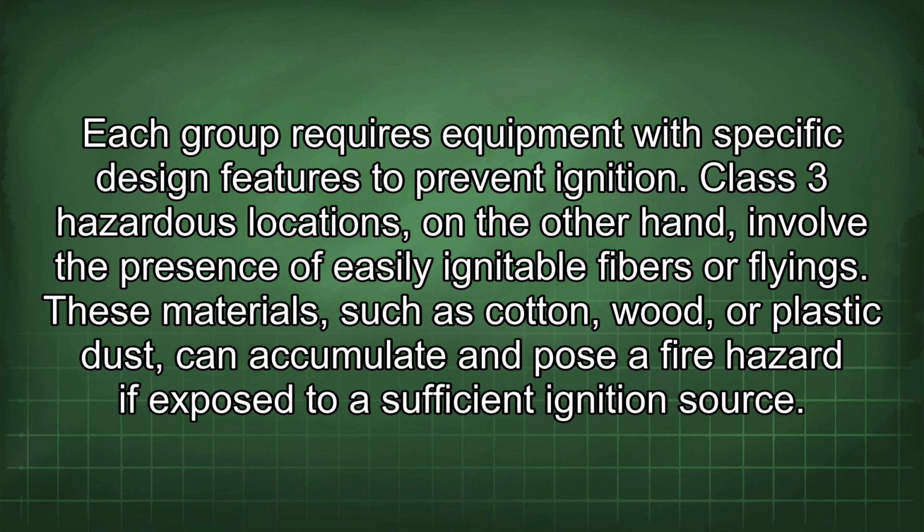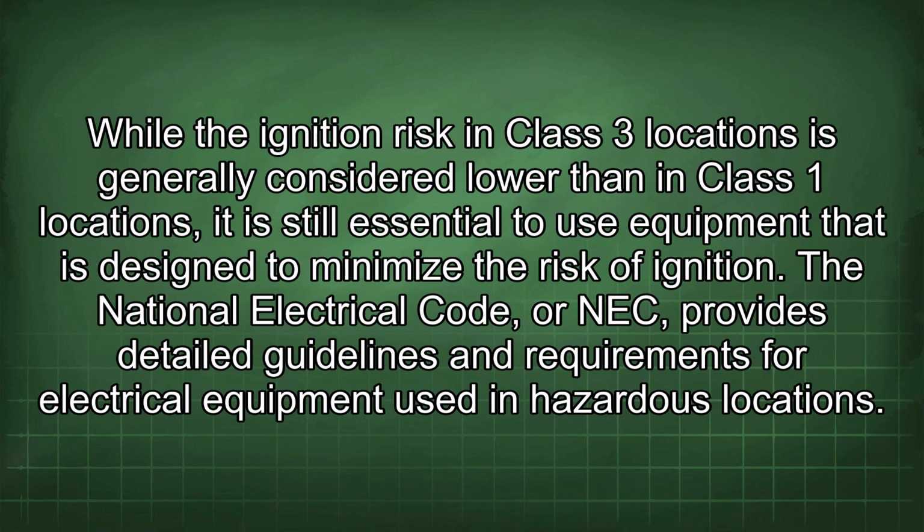Class 3 hazardous locations, on the other hand, involve the presence of easily ignitable fibers or flyings. These materials, such as cotton, wood, or plastic dust, can accumulate and pose a fire hazard if exposed to a sufficient ignition source. While the ignition risk in Class 3 locations is generally considered lower than in Class 1 locations, it is still essential to use equipment that is designed to minimize the risk of ignition.